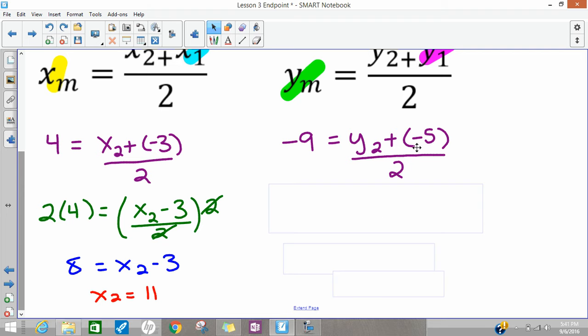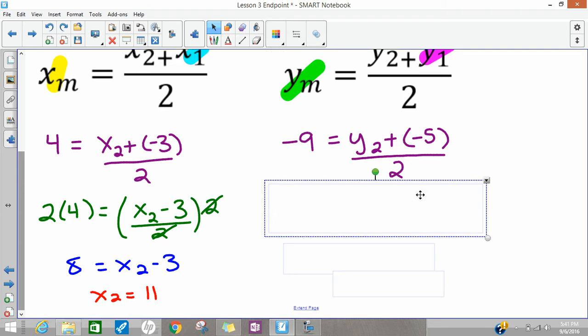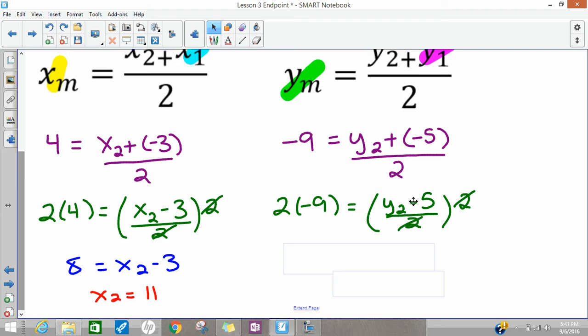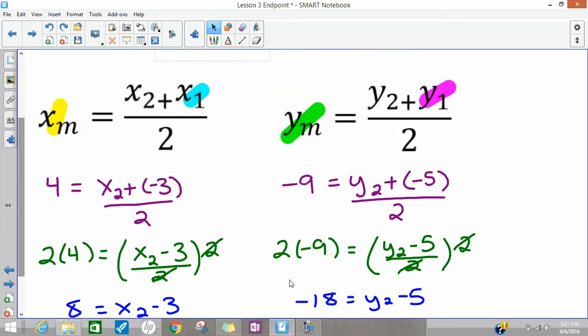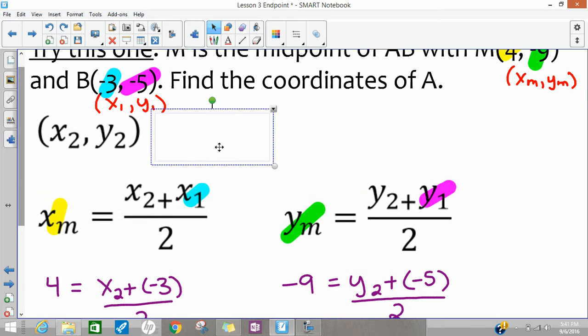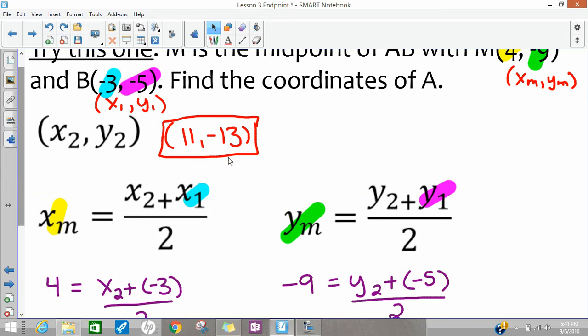My negative 5 is in parentheses, and I'm going to simplify the plus minus in this step to just be minus, multiplying by 2, adding 5 to both sides. Y2 is negative 13. So again, last but not least, I've got to put these into coordinates, and those are the coordinates of my endpoint A.